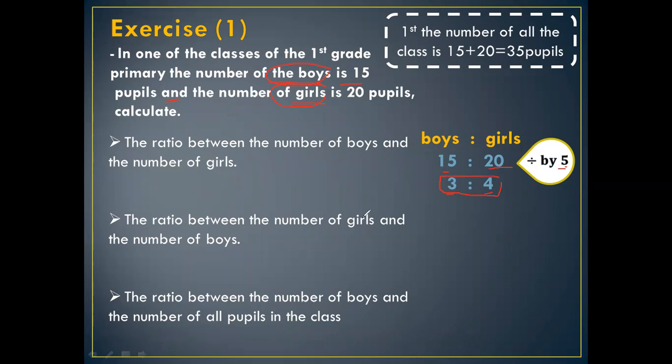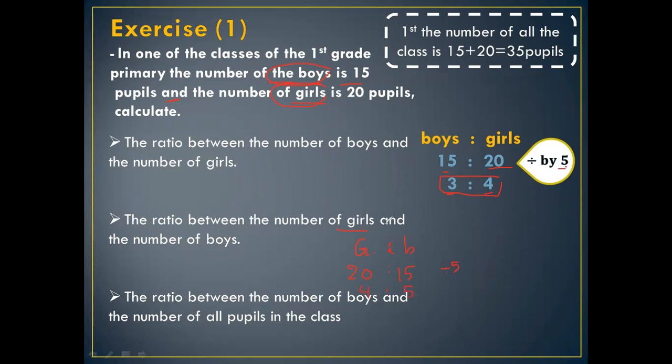Okay, let's see what about the second one. We have the ratio between the number of girls and the number of boys, so I have to write the girls first and then the boys. The girls are 20, so I will start with this 20, and the second one is 15. Also both of them are divisible by 5, so it will be 4 to 3.